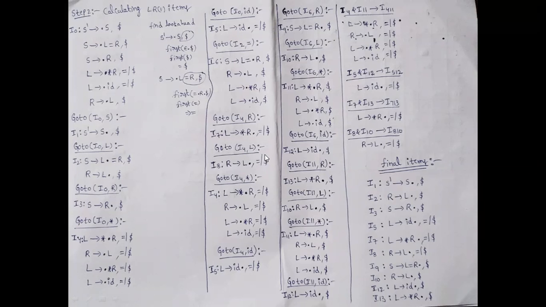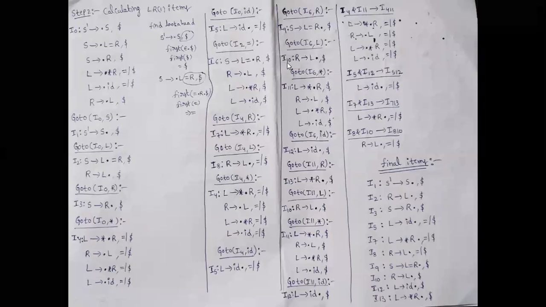What is the lookahead here? Equal to R dollar. What is the lookahead here? Dollar. So these two productions are different because of the different lookahead. So there is no need to give the same name for this one; we are giving a different state name. So I9 is completed. Then we are naming this production I10.